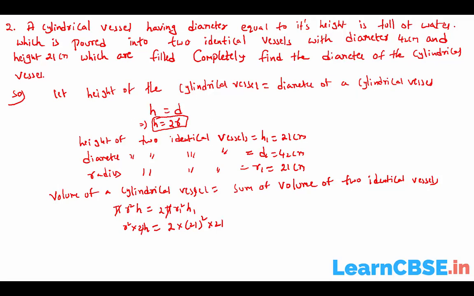So 2 gets cancelled. r square, sorry, h equals 2r from this. So r square into r, that is r cube, because we have to replace h equals 2r here. 2 gets cancelled. r cube equals 21 square times 21, means 21 into 21 into 21. Therefore r equals 21 centimeters.